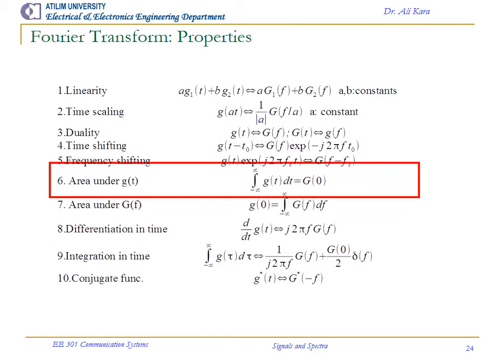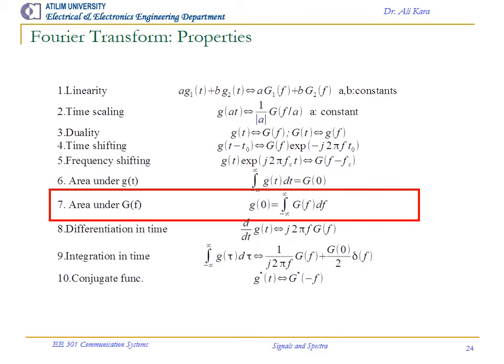Area under g of t. Area under g of t, that is the area under a function g of t is equal to the value of its Fourier transform capital G of f at f is equal to 0. Area under capital G of f, that is, the value of a function g of t at time t is equal to 0, is equal to the area under its Fourier transform capital G of f.